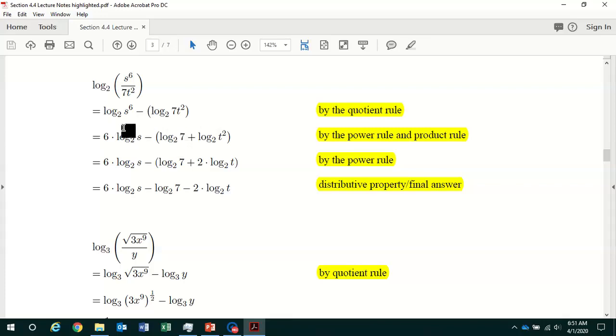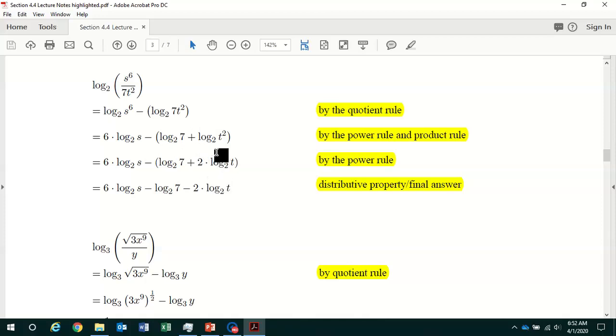Now, this first term here, log base 2 of s to the 6th, that 6 on the variable s can be brought down in front of the logarithm by the power rule. So this first term is equal to 6 times log base 2 of s. And then this is log base 2 of 7t squared. 7t squared is a product. So in applying the product rule, this is equal to log base 2 of the first factor 7 plus log base 2 of the second factor t squared.